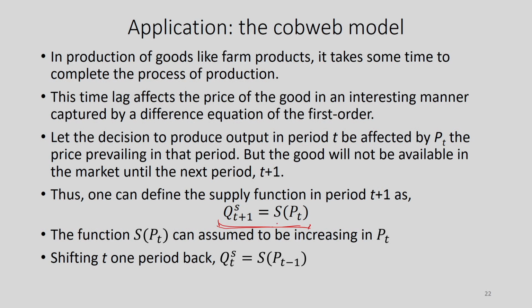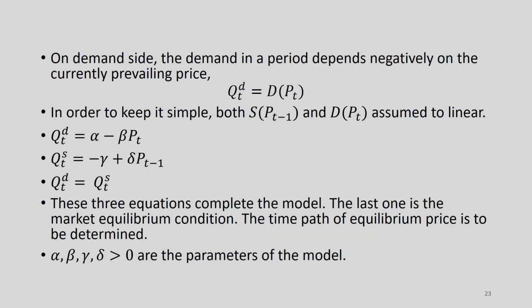Now, what kind of function is this supply function? We just assume that it follows the law of supply, which is saying that S of Pt is an increasing function of Pt, and this function can be written as Qs t is equal to S of Pt minus 1, that is we have taken the price to be one period back, but the lag obviously remains.